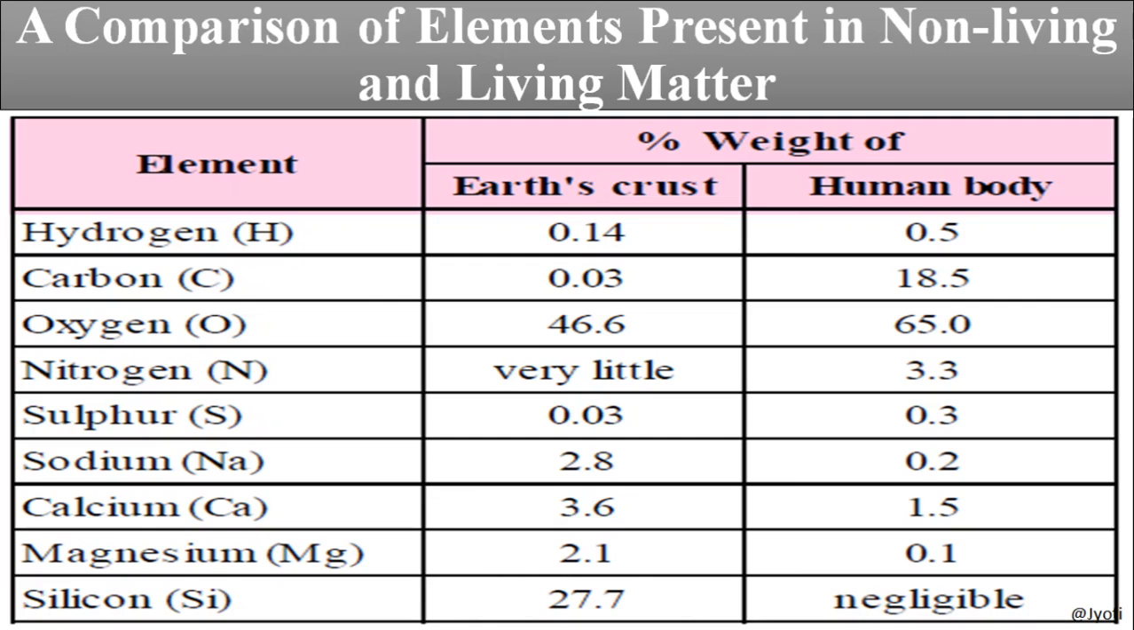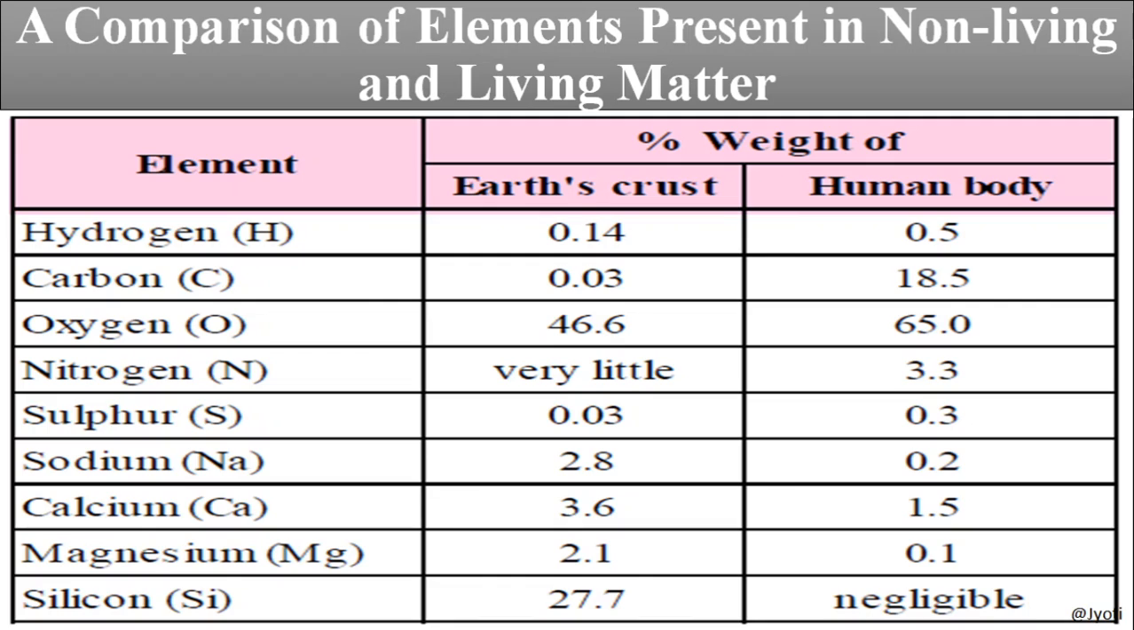So children, we observe the elements present in the non-living and living matter are quite similar. Only their quantity may vary. Many researches have been done by different scientists, and it was observed that whatever elements are present in the earth crust are also present in the human body, and only they vary in their quantity. So here in this chart, I have given you some of the elements which are present in both Earth's crust and human body.